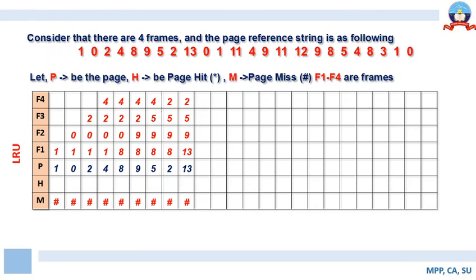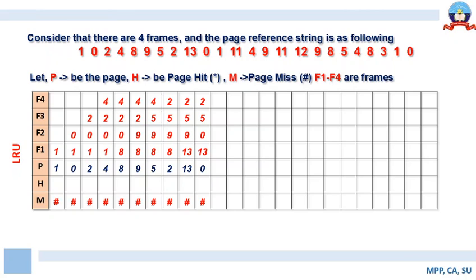Now after 13 we have a page request for page number 0. Since 0 is not available in the memory, I need to bring 0 onto the main memory by replacing. So out of 2, 5, 9, 13, we see that 9 has the farthest reference, so now 9 will be replaced by 0. Now after 0 there is a page reference for page number 1.